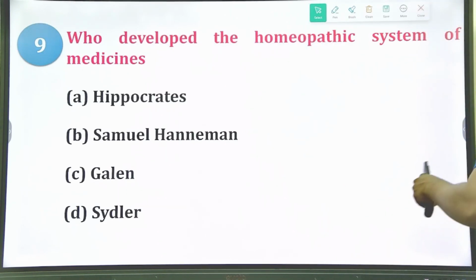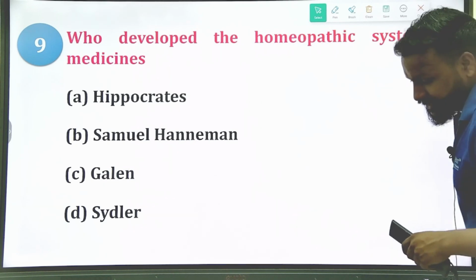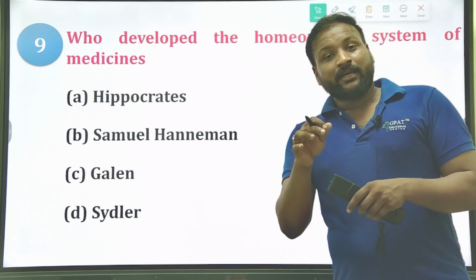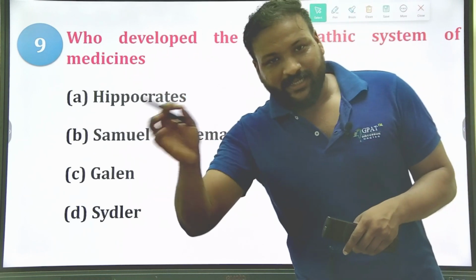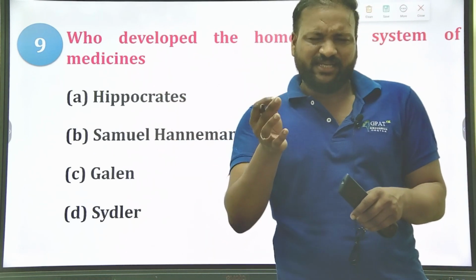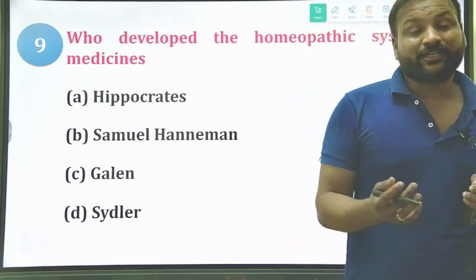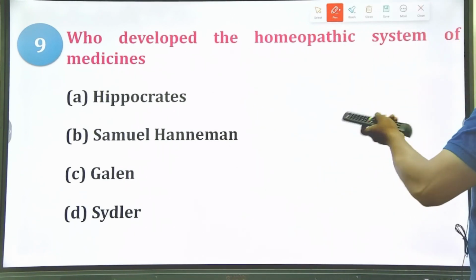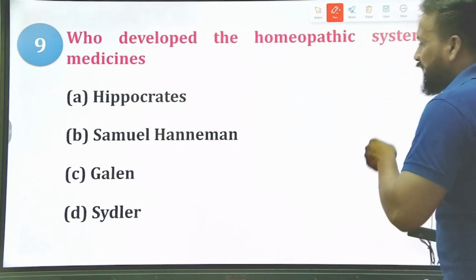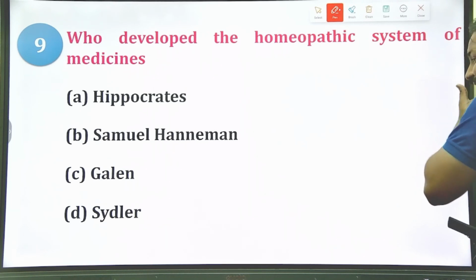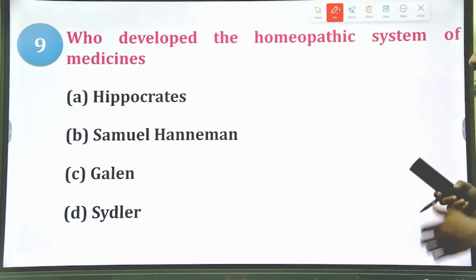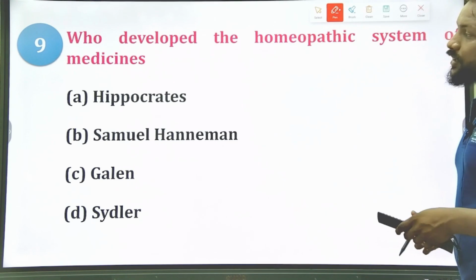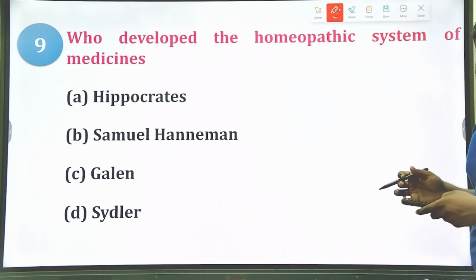Ninth question of this series. Who developed the homeopathic system of medicines? For every system, there are some theories which are created by some important personalities, and those are known as fathers. We usually refer to the father of homeopathy, father of Ayurveda, and so on. So who is the father of homeopathy? Option A Hippocrates, option B Samuel Hahnemann, option C Galen, and option D Sedler. Comment down your answers. What is the right answer here?